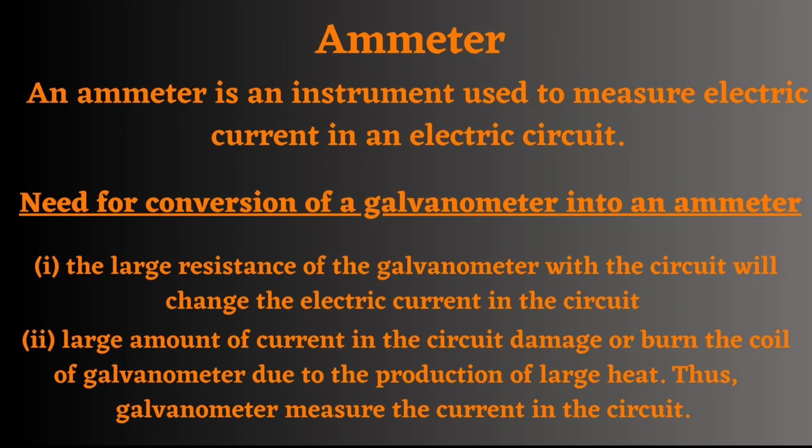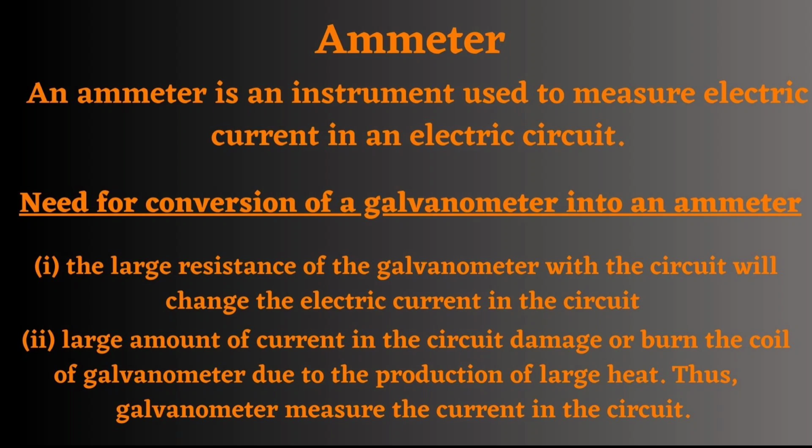A galvanometer can be converted into an ammeter. First of all, the question comes to our mind: what is an ammeter? An ammeter is an instrument used to measure electric current in an electric circuit. There are some things which are required for the conversion of a galvanometer into an ammeter. An ammeter is a modified form of the galvanometer.